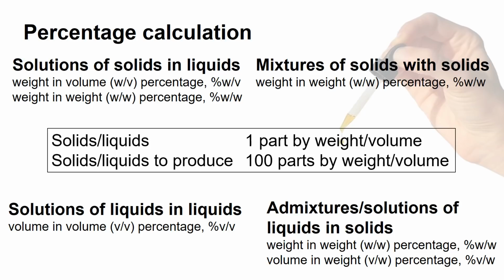This percentage means that one part of the solid or liquid is needed to produce 100 parts by weight or volume of the solid or liquid given. So it may sound a bit confusing here, but let's take a look at the example that we're going to talk about in the next few slides.